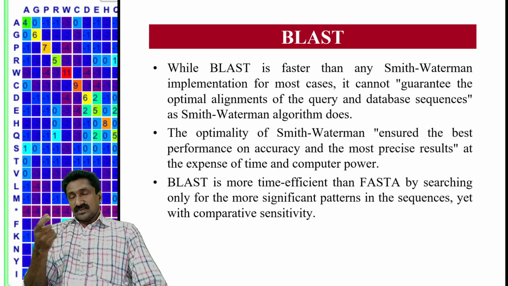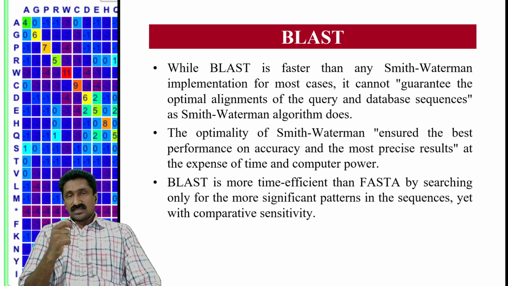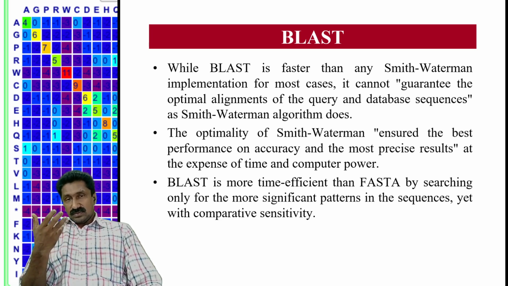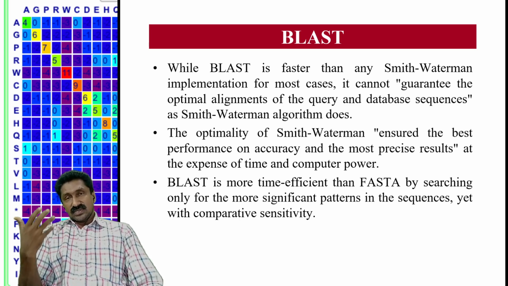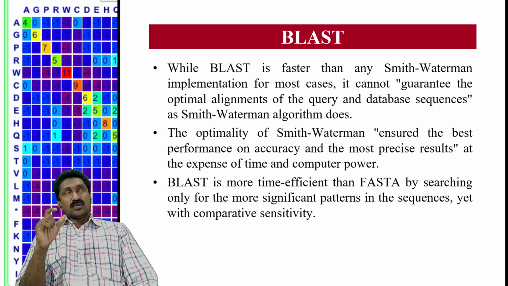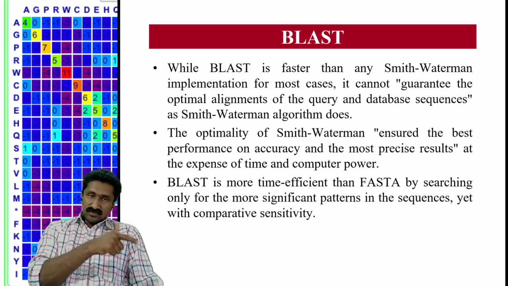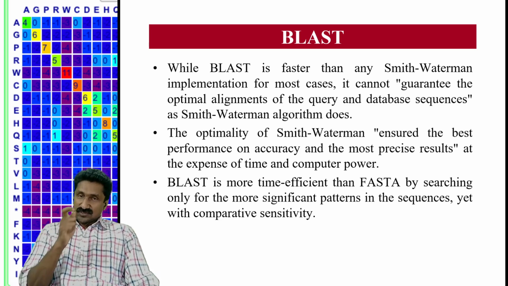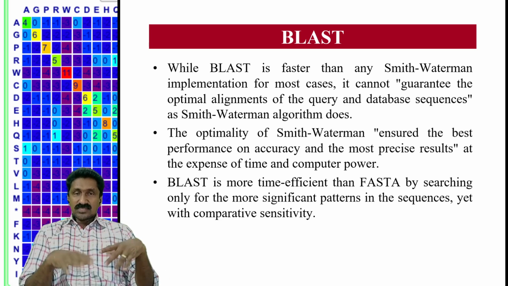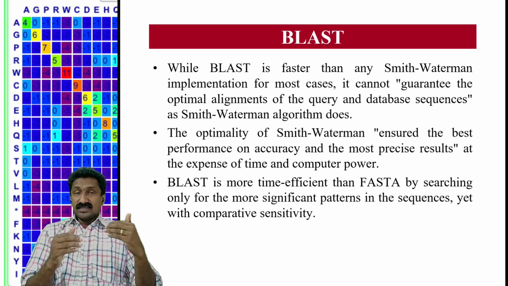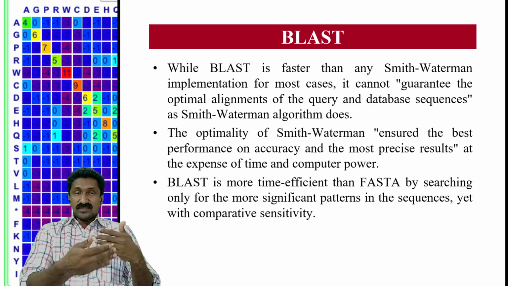So we can say that when we compare FASTA and BLAST, BLAST is a little bit more efficient, because the more significant patterns in sequences are actually searched, whereas FASTA looks for exact matches and some amount of precision will be there. In the case of BLAST, it will look for similarity. So more similar sequences will be returned, and as a result, it will give you more possibilities of alignments.